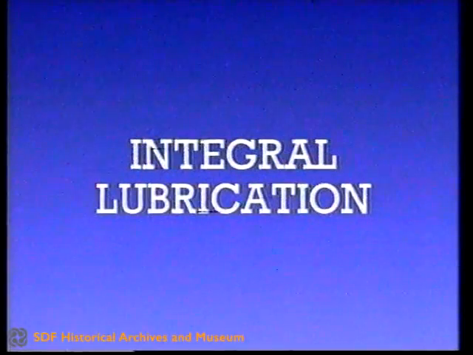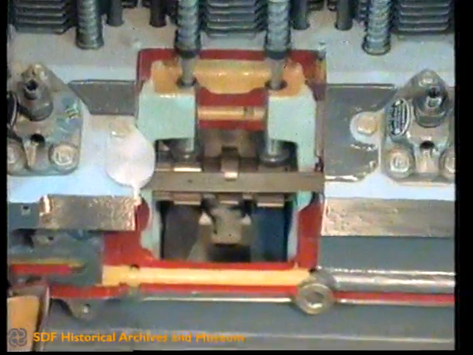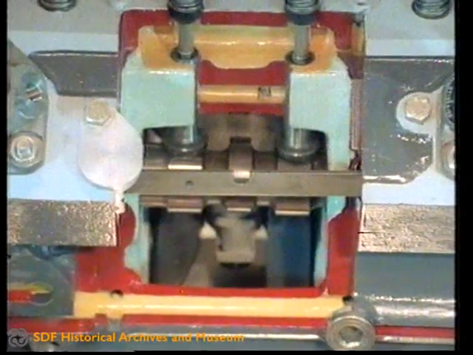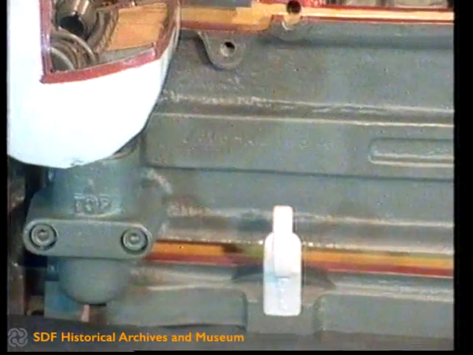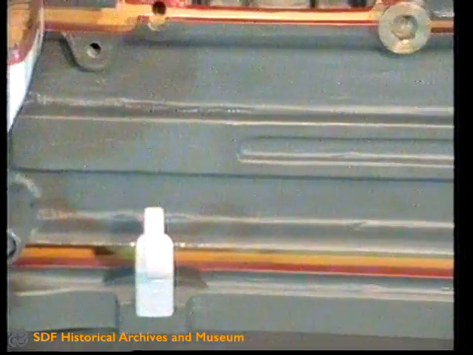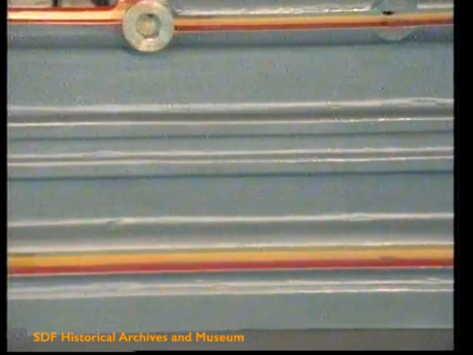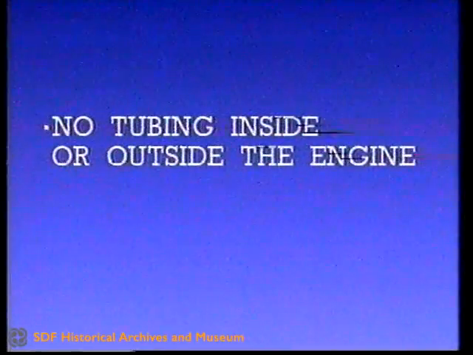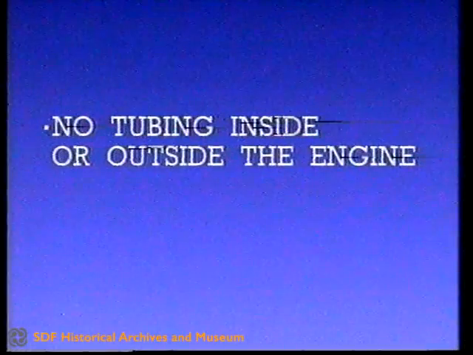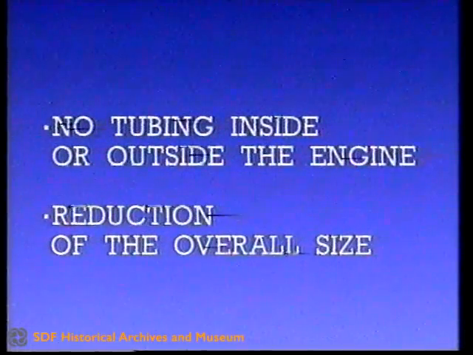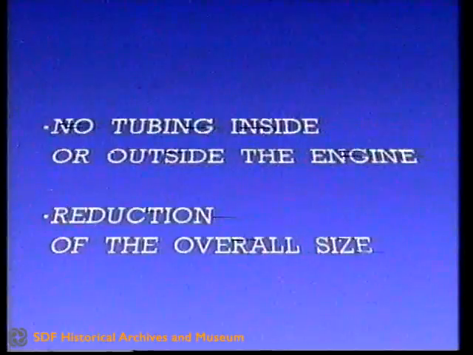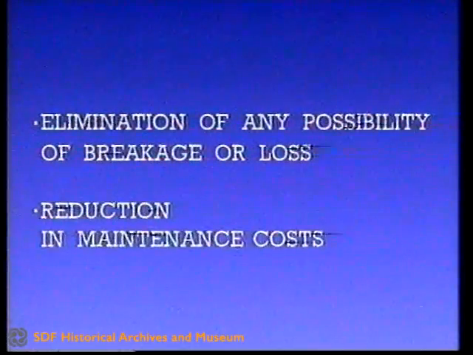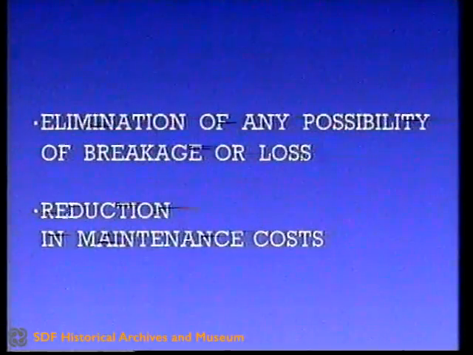Integral lubrication. The lubricating oil for all the engine parts, crankshaft, camshaft, rocker arms, runs in channels worked into the cylinder block and in the rocker arm control rods. No tubing inside or outside the engine. Reduction of the overall external size of the engine. Elimination of any possibility of breakage or loss. Reduction in maintenance costs.